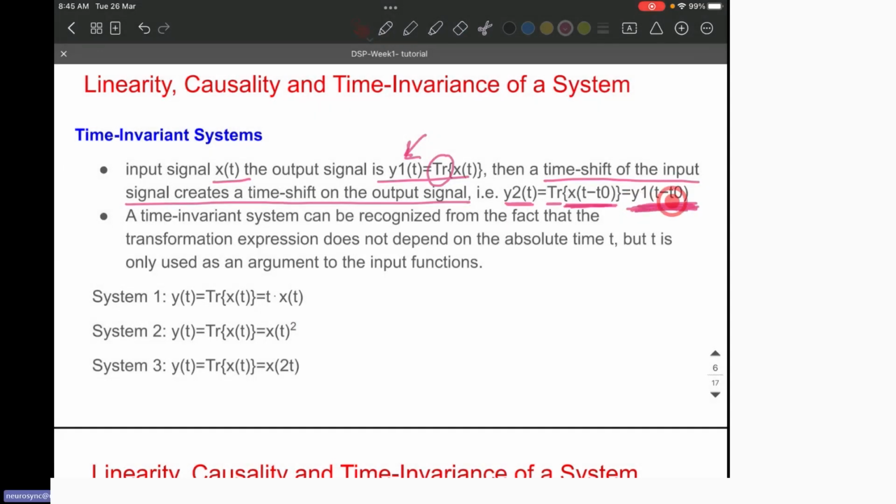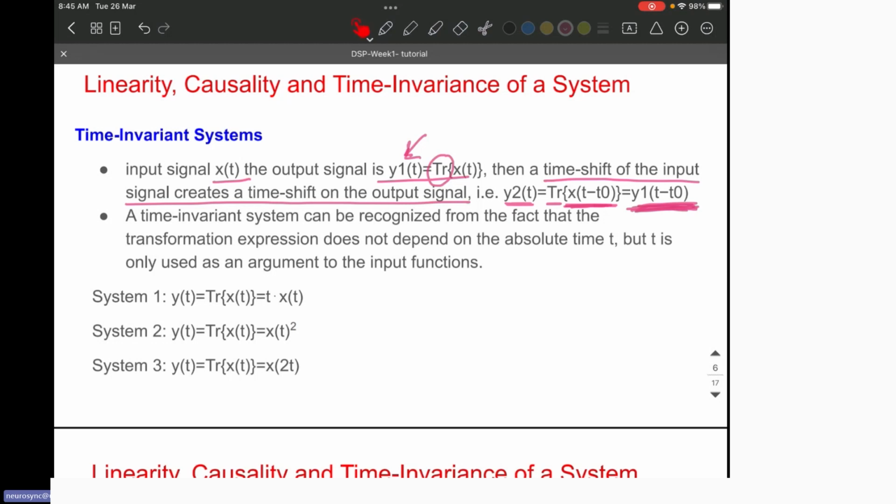So this is t minus t0. So you can say with this simple time shift, the same time shift in the input and output, this system is time invariant.